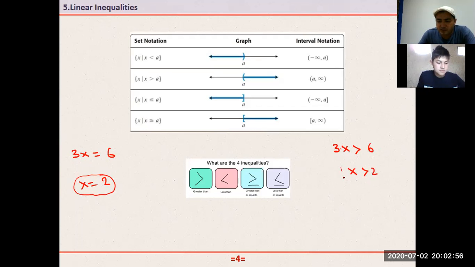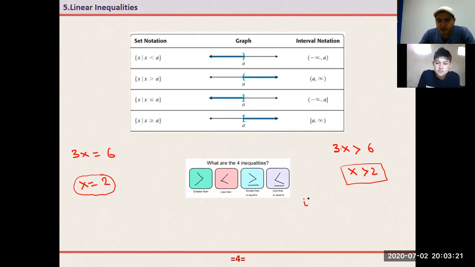But now, this question, if I ask you, what numbers are greater than 2? We have infinitely many numbers, right? How many solutions does it have? It has many solutions. 3 is greater than 2, 5 is greater than 2, 10 is greater than 2. We have infinite solutions. That's why when we solve inequalities, usually we show them in 3 different ways.